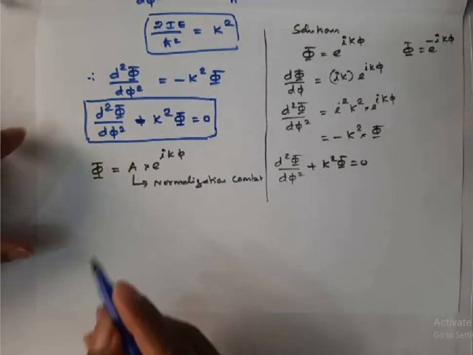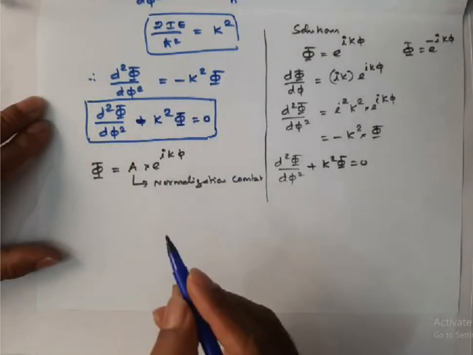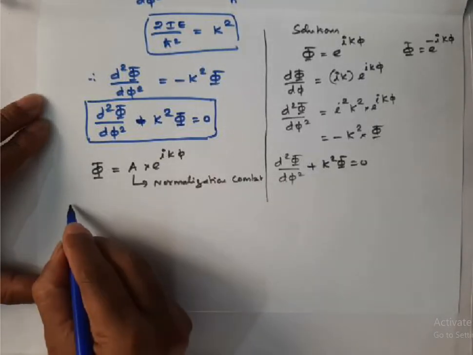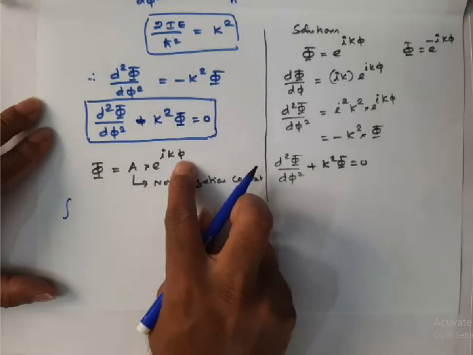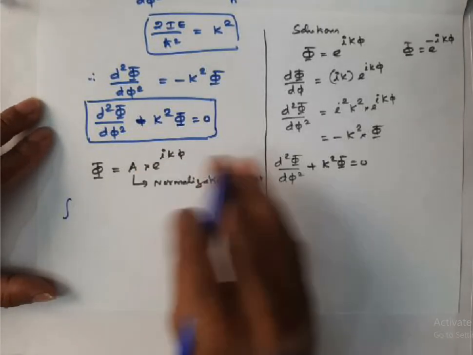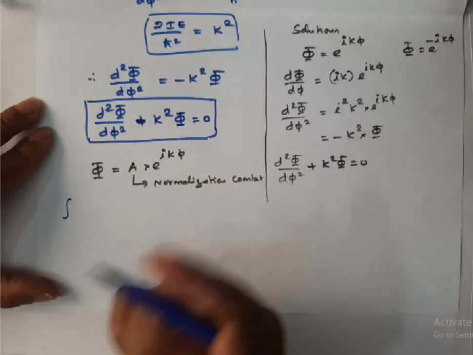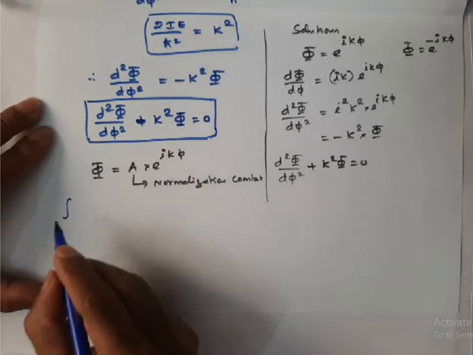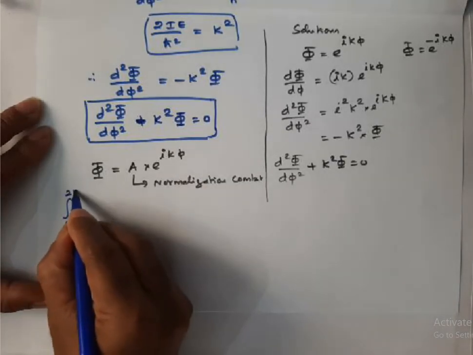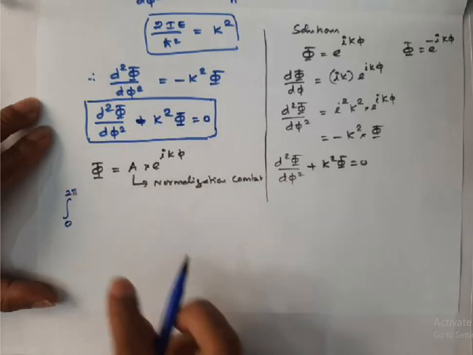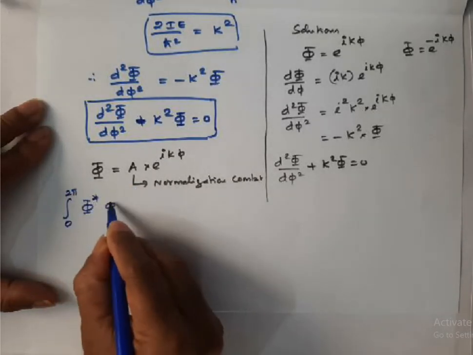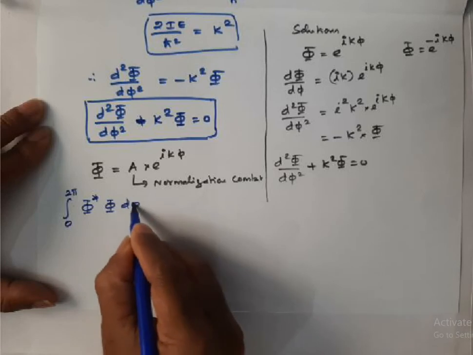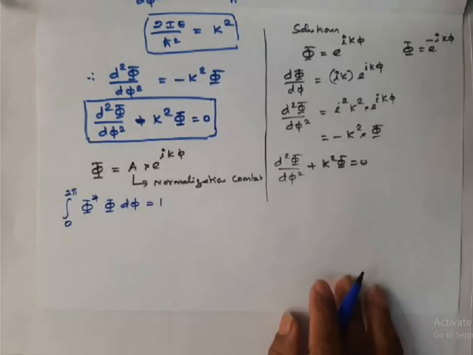How to find the normalization constant value? You just normalize this equation. What is the condition for normalization? Integral. Here the only variable is phi. You know very well the range for phi is 0 to 2 pi, since it is moving in the xy plane. Phi star phi d phi should be equal to 1 for the wave function to be normalized.